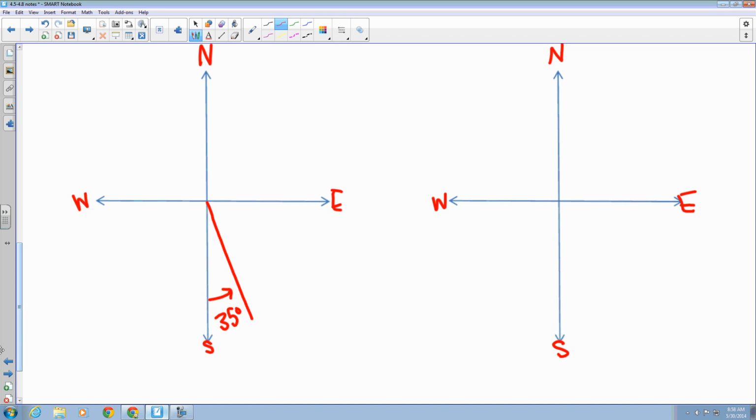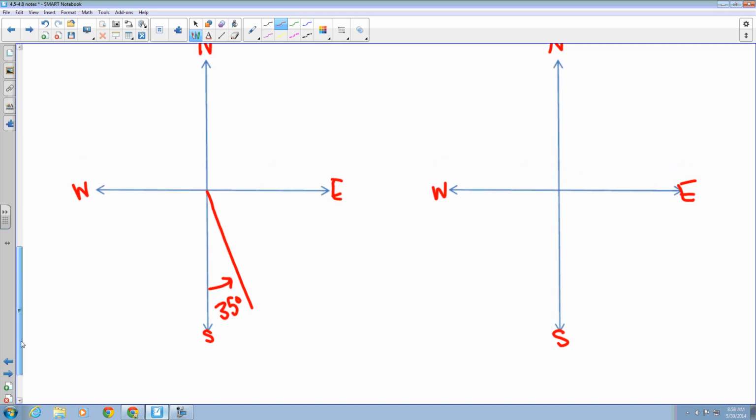What you do for bearings is talk about wherever the direction is off of first. That's what you mention first. So we would say this is south, and then you would say how big your angle is, which is 35 degrees, and in which direction you're going now, which is east. So our bearing is south 35 degrees east.